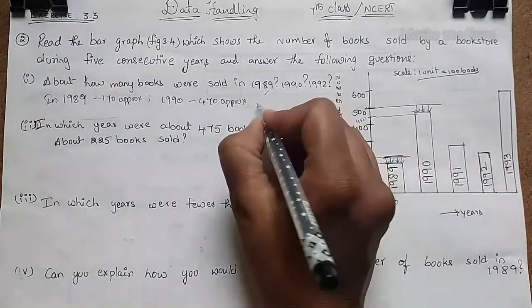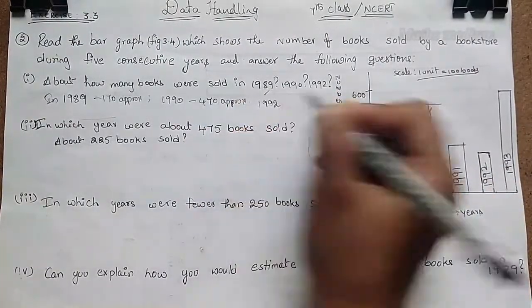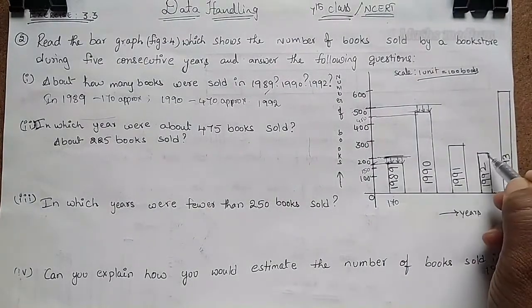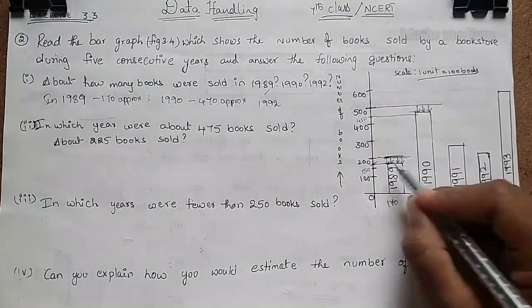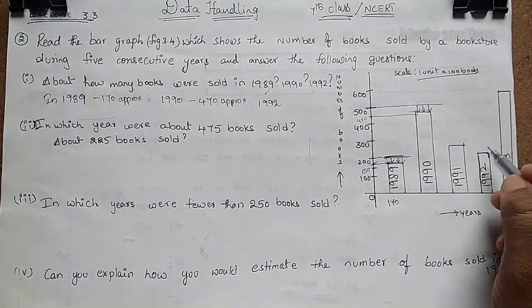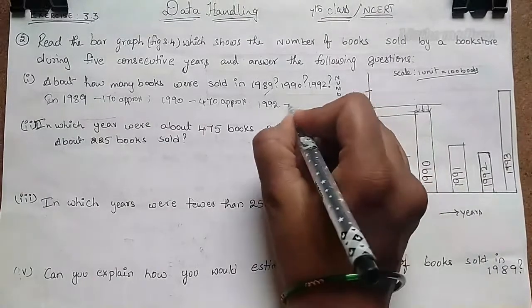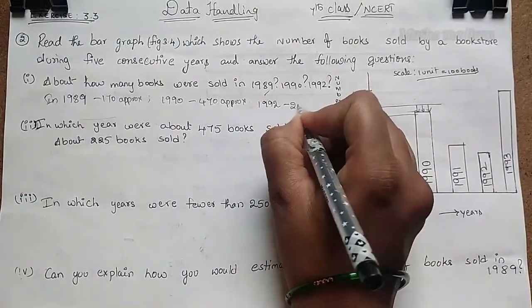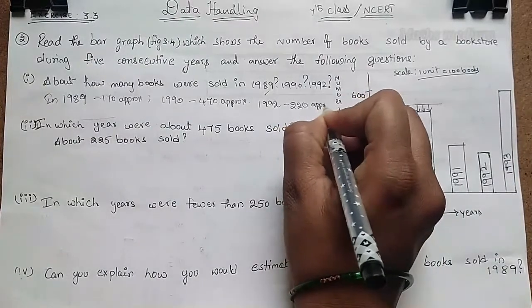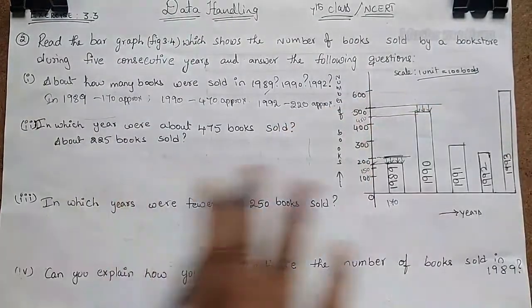Okay. Next, coming to 1992. This was the 1992 bar. It is just above the 200 line, so it is nearly 220 books or like that. So I am taking it as approximately 220 books. This was the answer for this question.